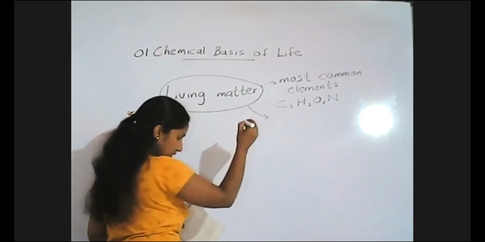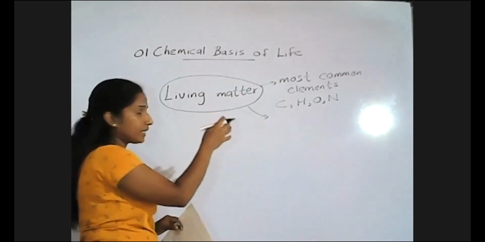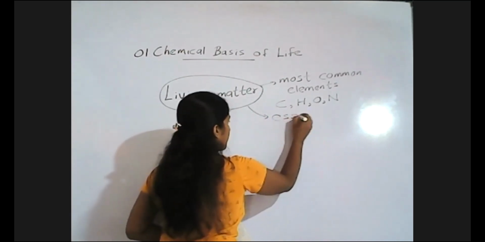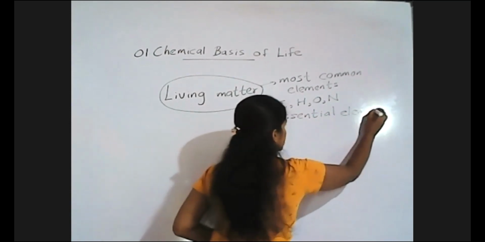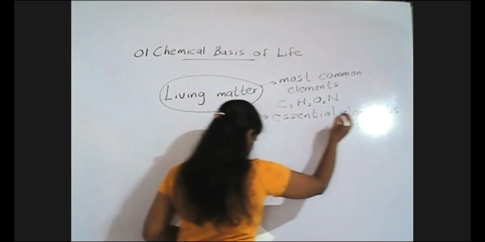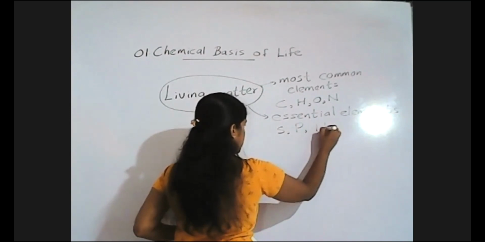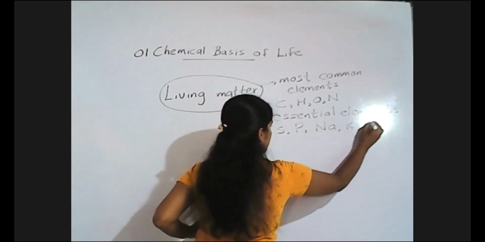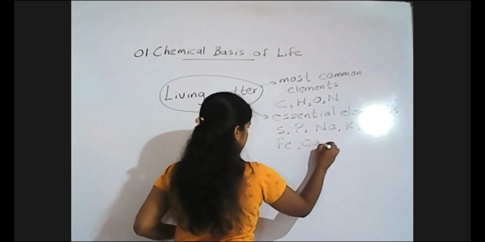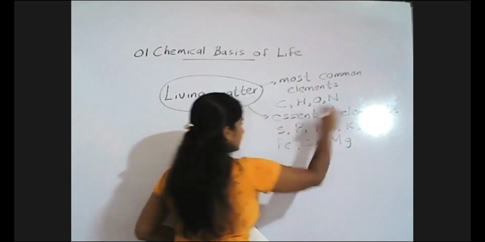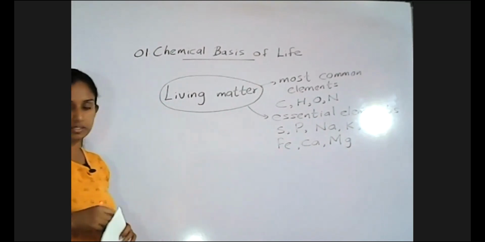Other than these elements, there are some other essential elements that we can find in the living matter. What are the essential elements? Sulfur, phosphorus, sodium, potassium, chlorine, and iron, and calcium, magnesium, like that. There are some other essential elements that we can find in the living organisms.